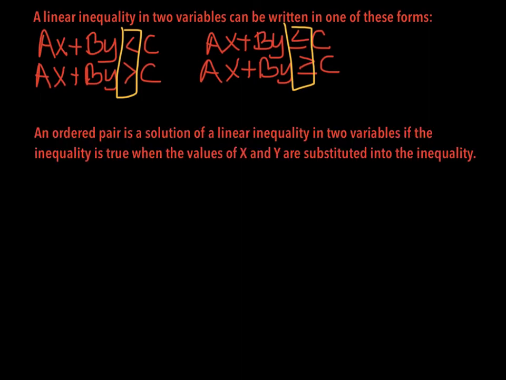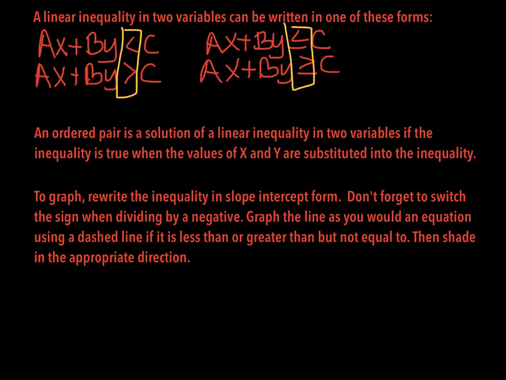All right, an ordered pair is a solution of a linear inequality in two variables if that inequality is true. When you substitute the values of x and y in and it's true, it works out to be less than or greater than like it says. So if I asked you, is this ordered pair a solution, all you would have to do is plug it in and see if it's true.